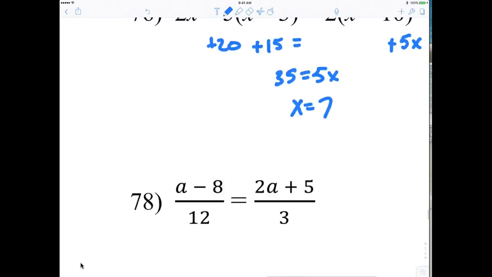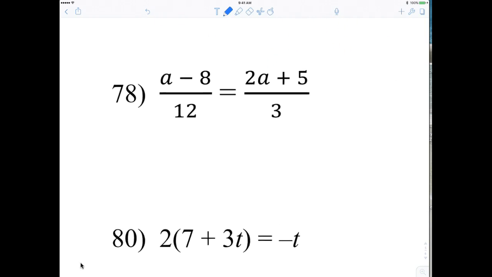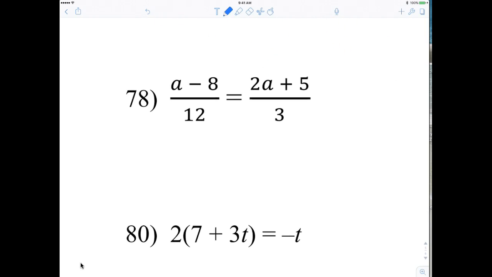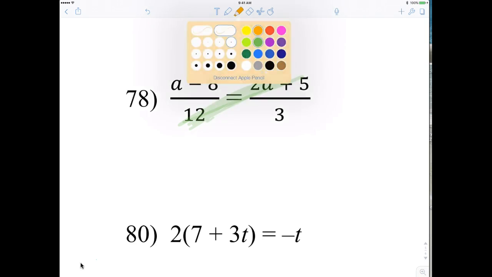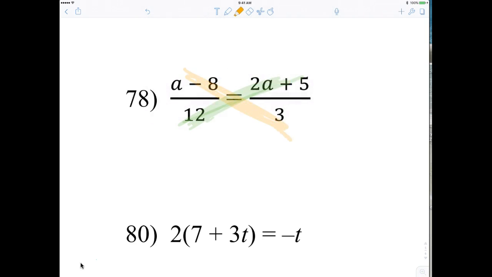All right, now let's take a look at 78. This is just a proportion. So last year we did proportions over and over and over. What's the rule for proportions? Cross multiply, right? So everybody's cross multiplying. Now when you cross multiply, again, just do the distributive property right off the bat. So when I cross multiply, I'm going to get 3a minus 24 equals 24a plus 60.